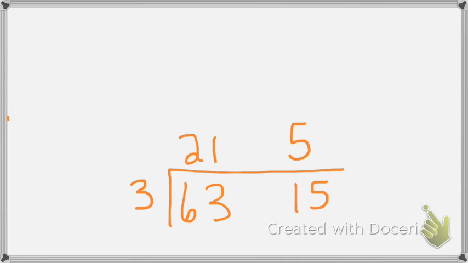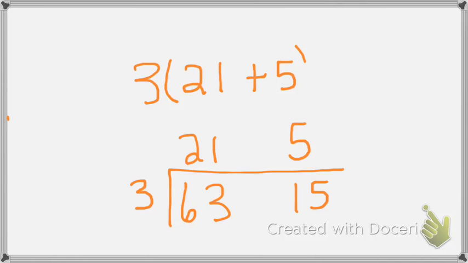3. Who can describe the distributive property? If we want to write the distributive property, how would we write it? Quentin, how are we going to write it? 3 parentheses 21 plus 5. Now what does the parentheses mean? You add them together, so 3 times what? 3 times the numbers in your 21 plus 5.